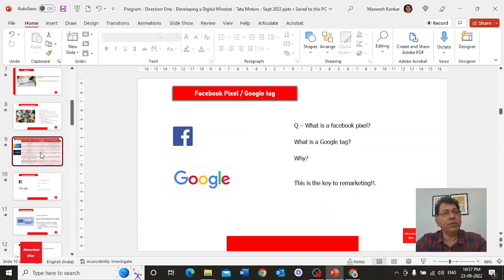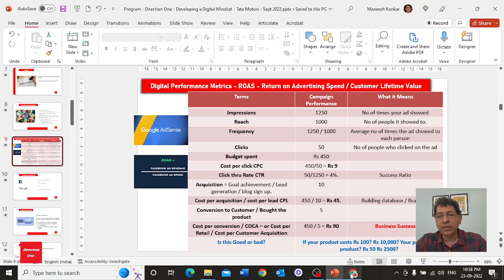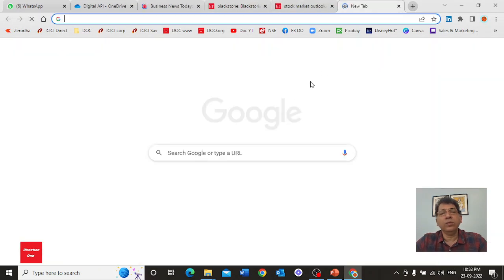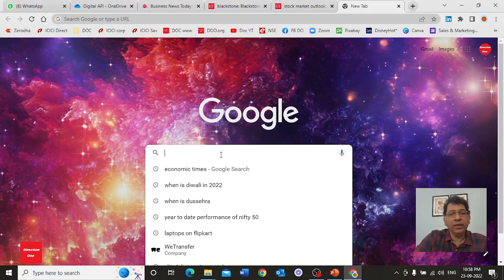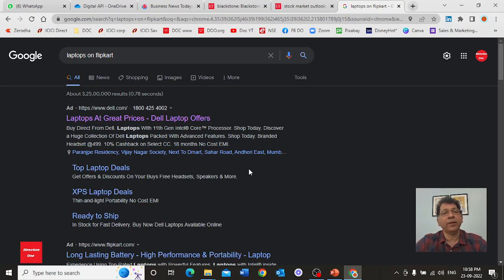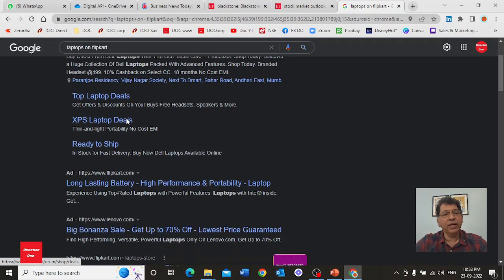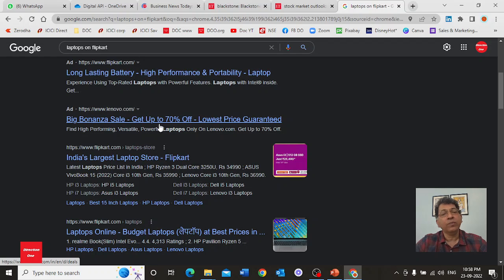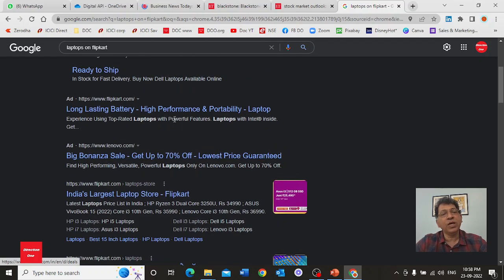The second question that I'm going to ask you is, let's say I open Google again, and here I do a search on laptops on Flipkart. Now see what I'm getting. I am getting an ad of Dell. I am getting an ad of Flipkart. I'm getting an ad of Lenovo. Question to everybody: is Lenovo being charged for this ad?